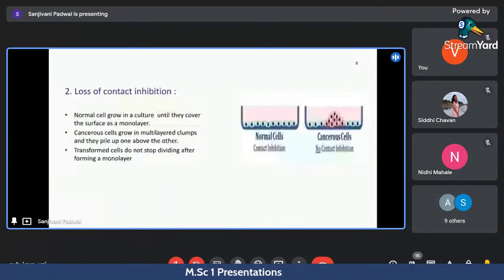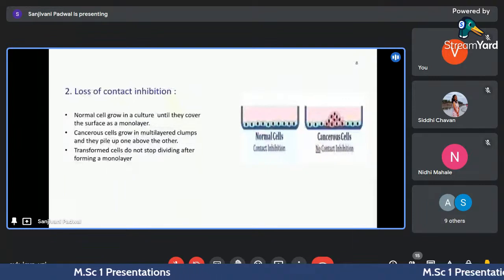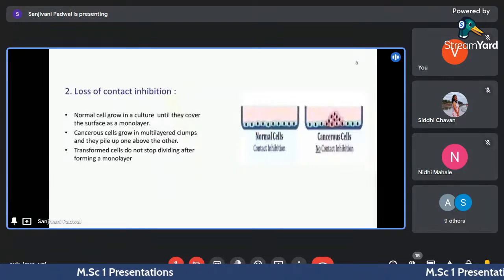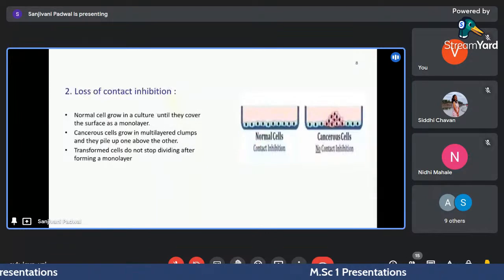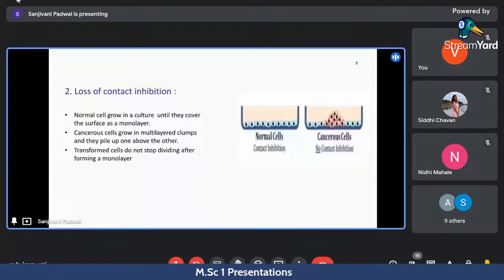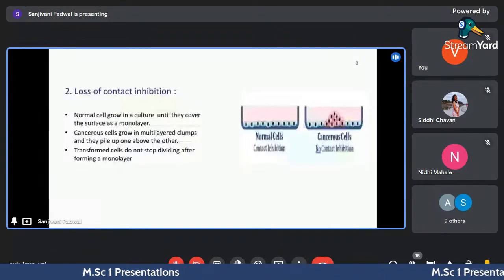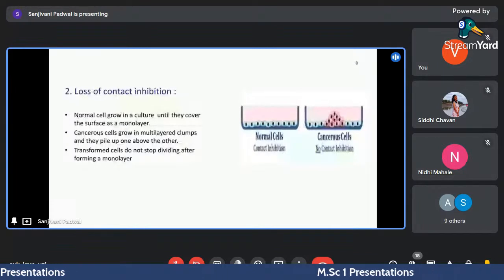Contact inhibition: normal cells in a culture stop growing when their plasma membranes come into contact with one another. When two normal cells come into contact, one or both will stop moving and then begin to move in another direction. This inhibition of growth after contact is called contact inhibition. Normal cells grow in a culture until they cover the surface as a monolayer. Cancerous cells grow in multi-layer clumps and pile up one above the other. Transformed cells do not stop dividing after forming a monolayer.